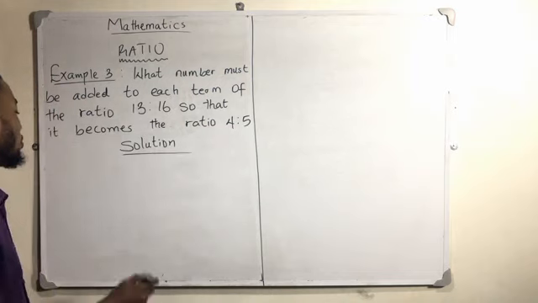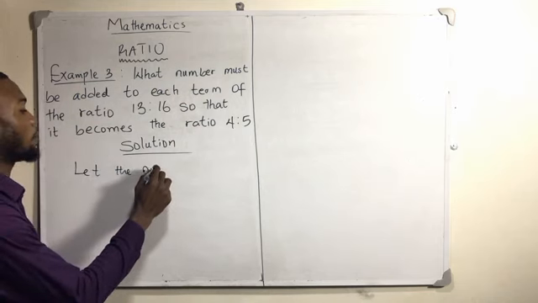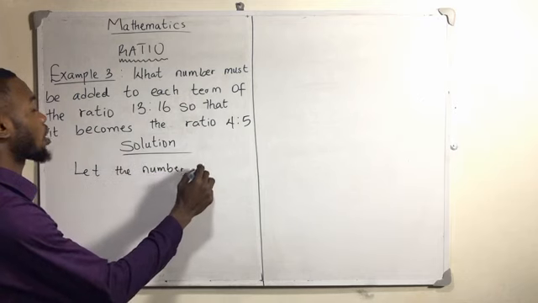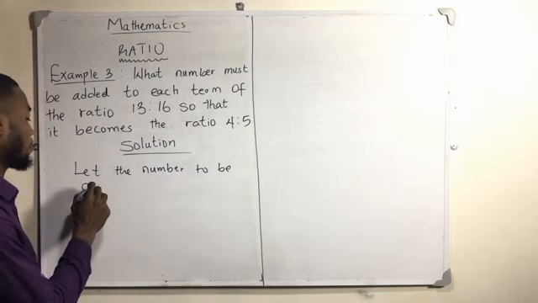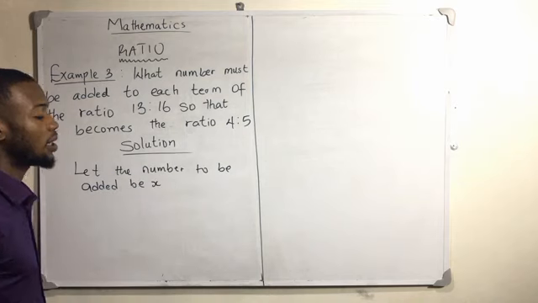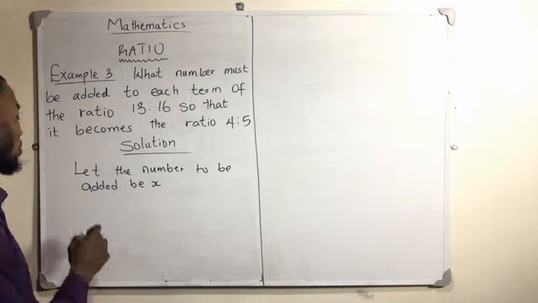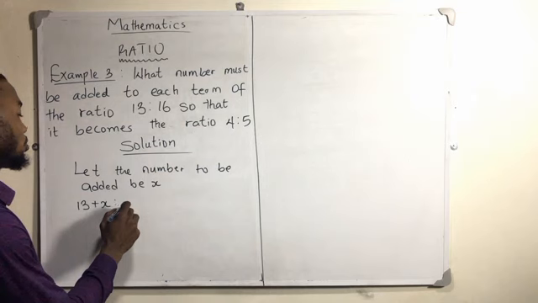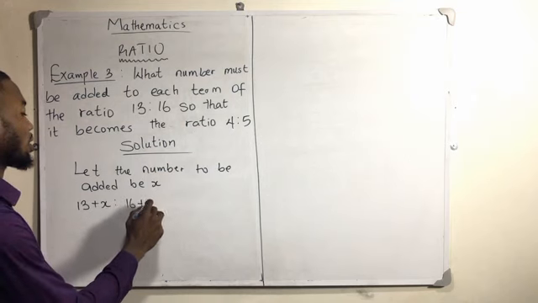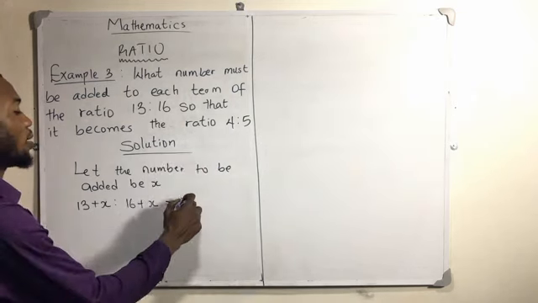Now, the first thing you do, you say let the number to be added be x. If we've already let the number to be x, we are going to have 13 plus x ratio 16 plus x equal to what we are looking for, which is 4:5.